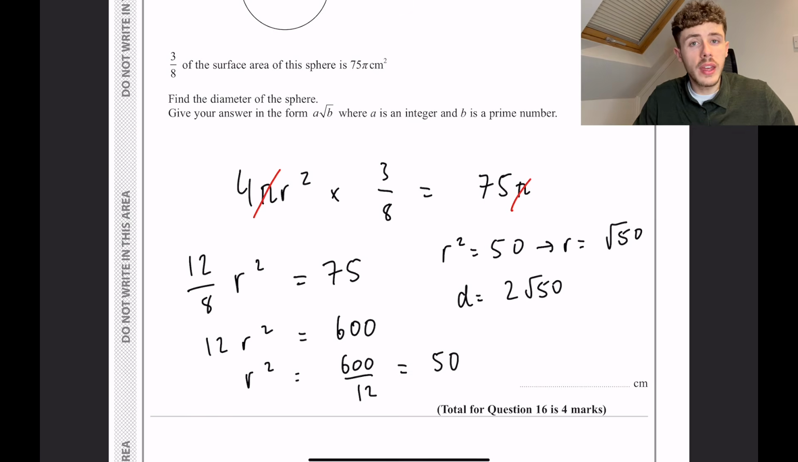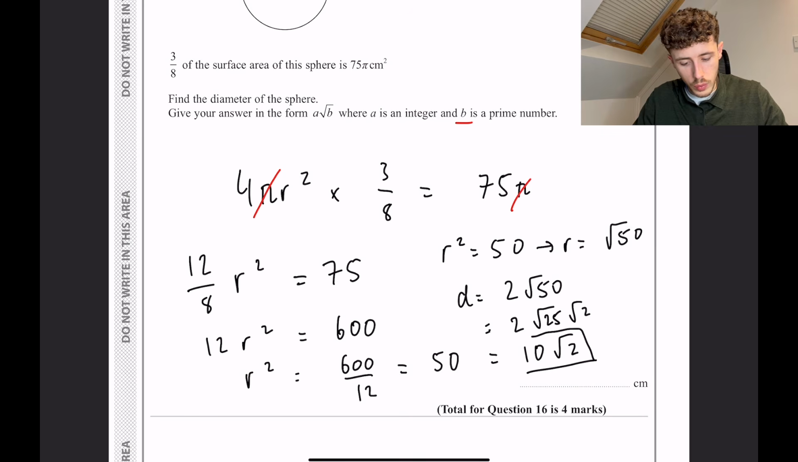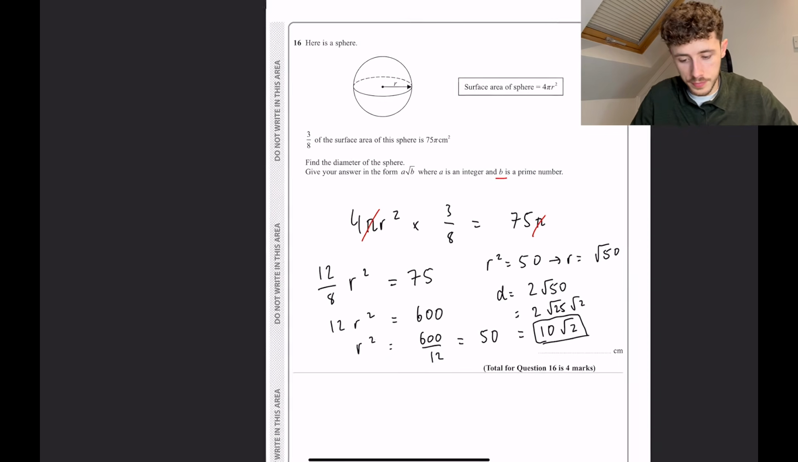Now from here you may think that's our final answer, but if we go back to the question, the bit in the square root, b, needs to be a prime number, and 50 is not a prime number. So what we do from here is we need to simplify that surd into something smaller. So that can be done by separating the root into root 25 and root 2. 2 multiplied by the square root of 25, which is 5, is 10. And that leaves root 2 in the root. So that is our final answer of 10 root 2.